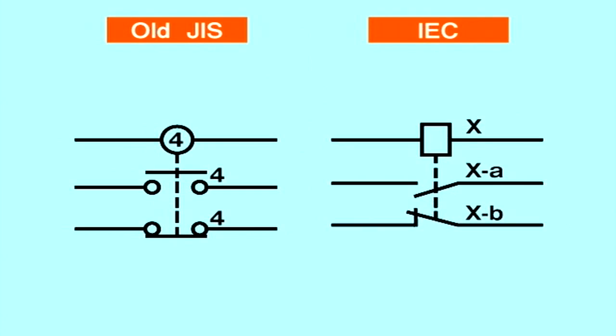These are schematic symbols for the control relay. It is expressed as a circle in old JIS and as a rectangle in IEC standard. The number 4 indicates that the particular control relay is for use in the main control circuit. In an actual sequence circuit, the dotted line connecting the coil and relay is often omitted.